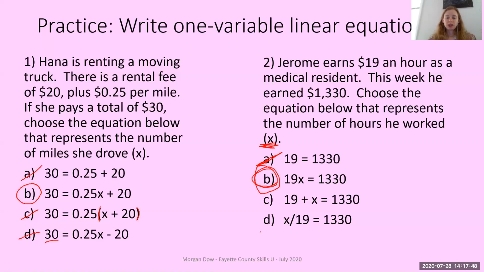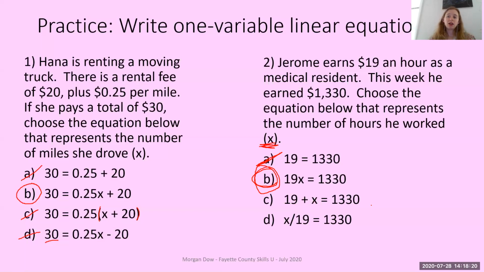Let's take a look at choice C and D just to talk about them. So choice C is saying $19 an hour plus the number of hours he worked. Now, this is definitely not going to give us the correct number unless he worked 1,311 hours in 1 week. Adding these two numbers together is not going to give us a total of 1,330.